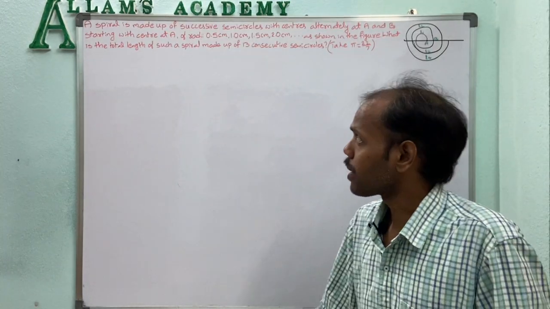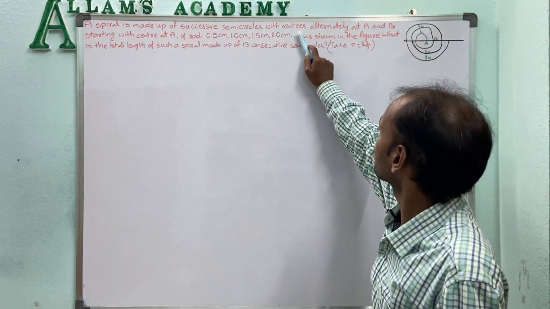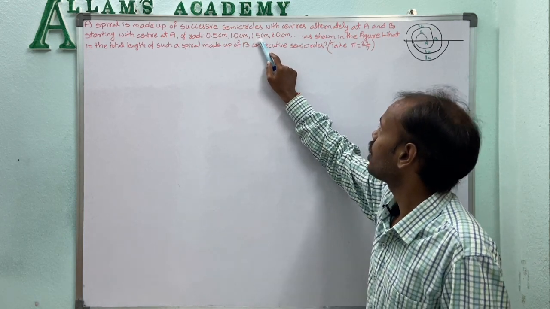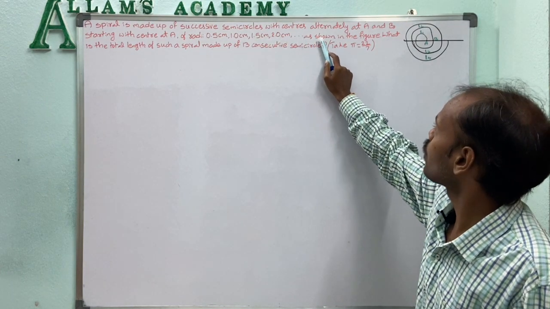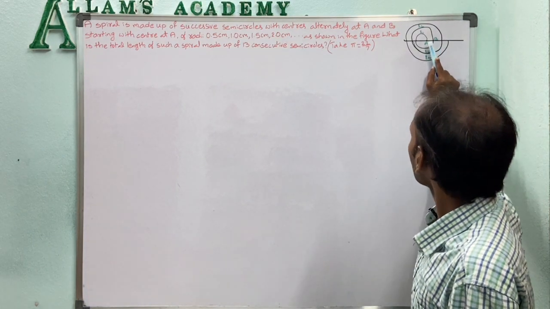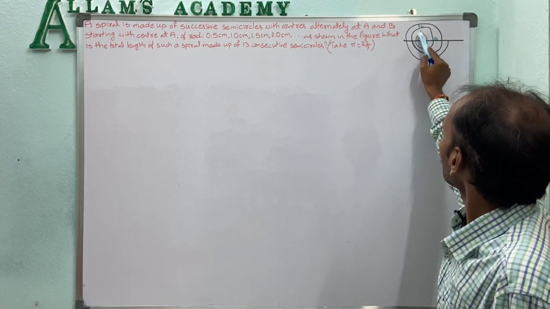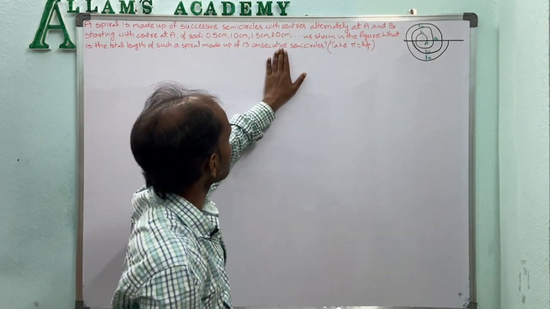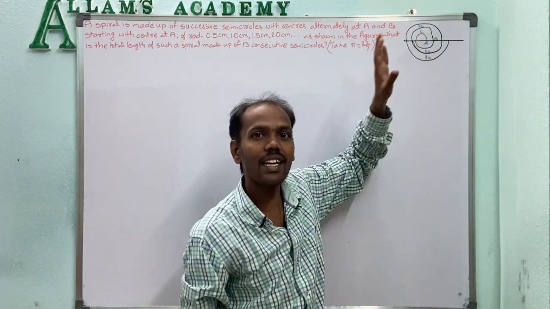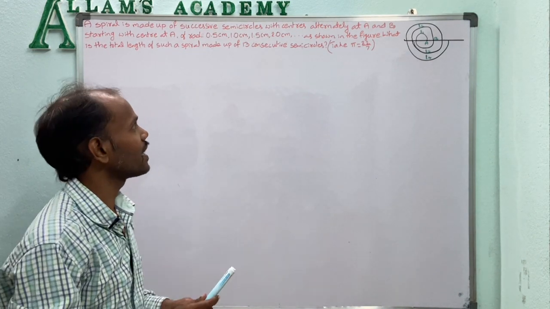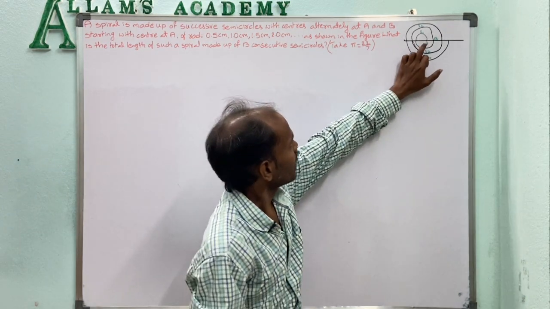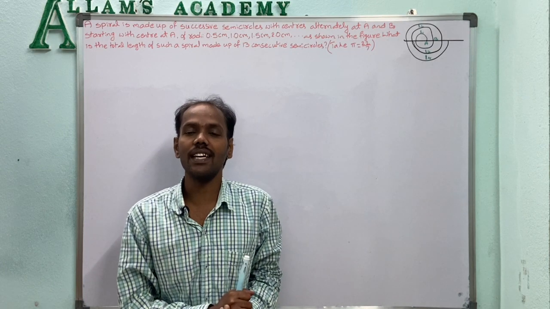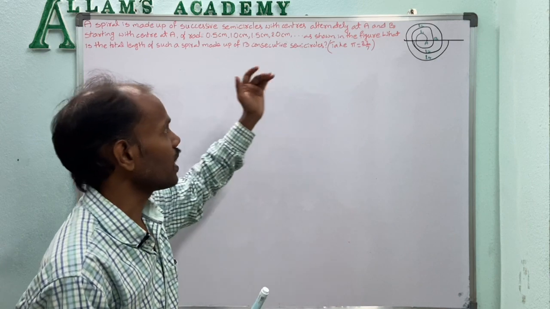The given problem is a spiral made up of successive semicircles with centers alternately at A and B, starting with center at A of radius 0.5 centimeters, 1 centimeter, 1.5 centimeters, 2 centimeters, and so on, as shown in the figure. So here the semicircles with the centers A and B make a spiral. Now what is the total length of such a spiral made up of 13 consecutive semicircles? So the spiral has 13 semicircles, and we are asked how much its spiral length is. Okay, so the covered distance of that semicircle is nothing but the perimeter of the semicircle. So the perimeter of the semicircle is pi r.